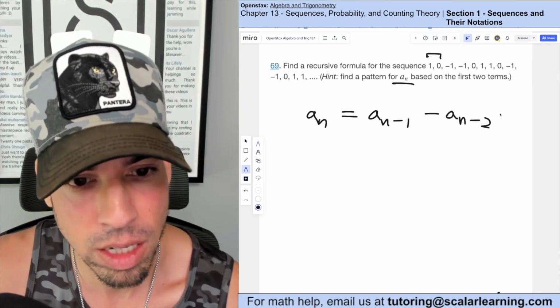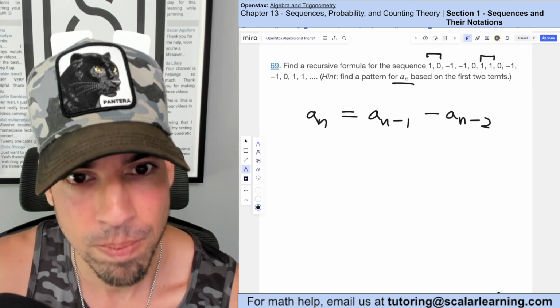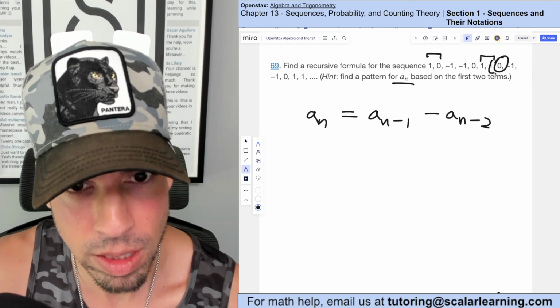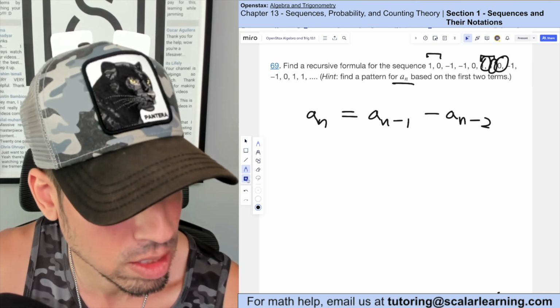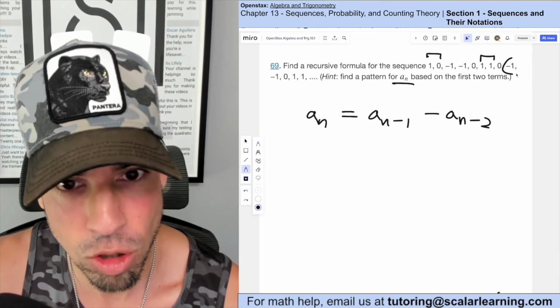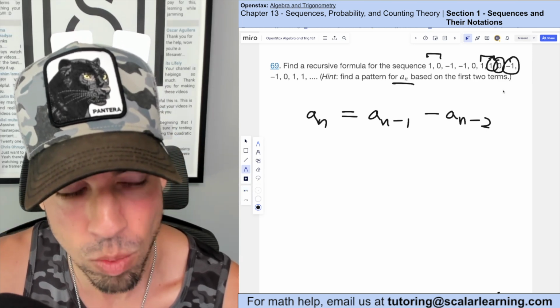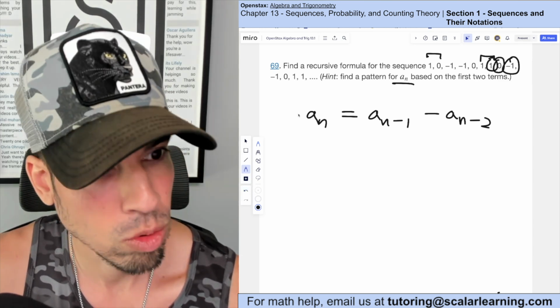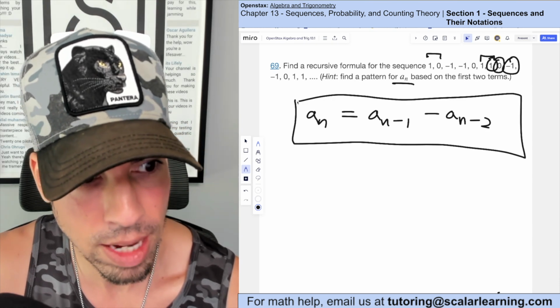And we can test this out later, right? Let's say we get to this point. To get this term, we're doing this minus this, and that is indeed 0. And then let's test out the next term, negative 1. We'd get 0 minus 1, which is indeed negative 1. So this would be the recursive formula. That's how you do it.